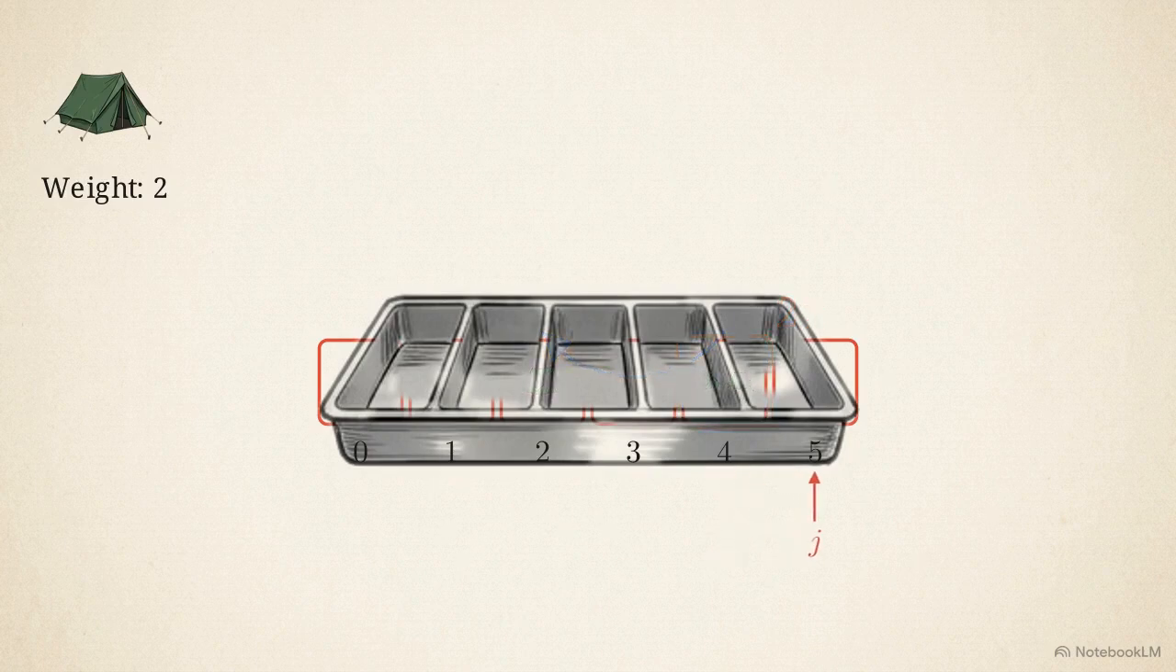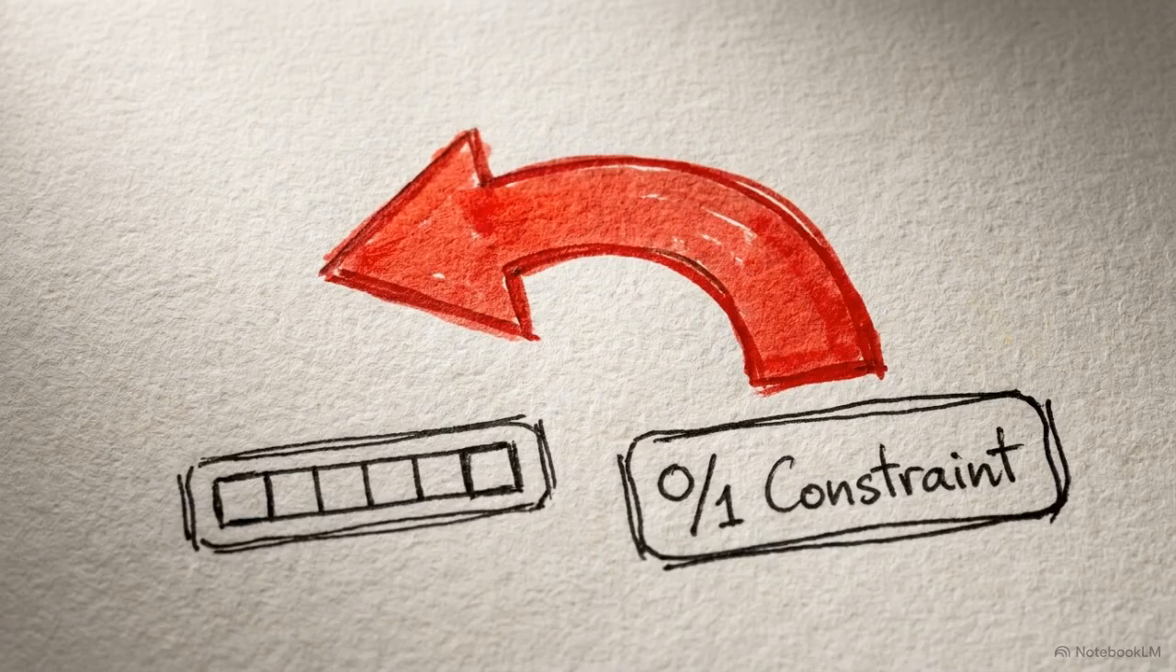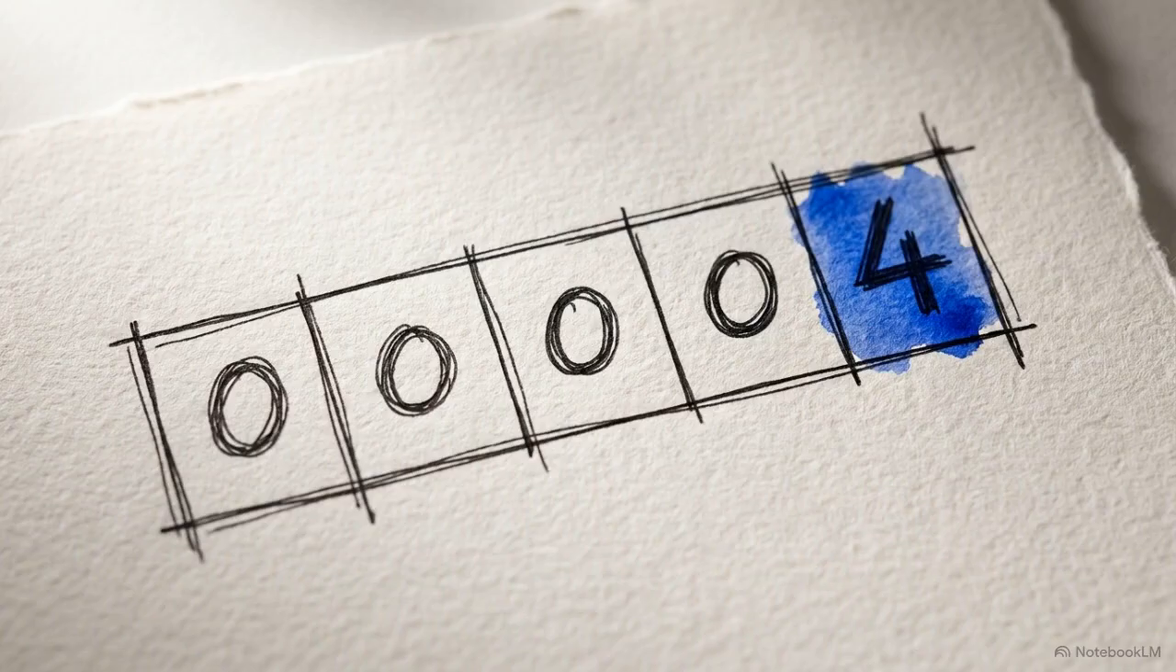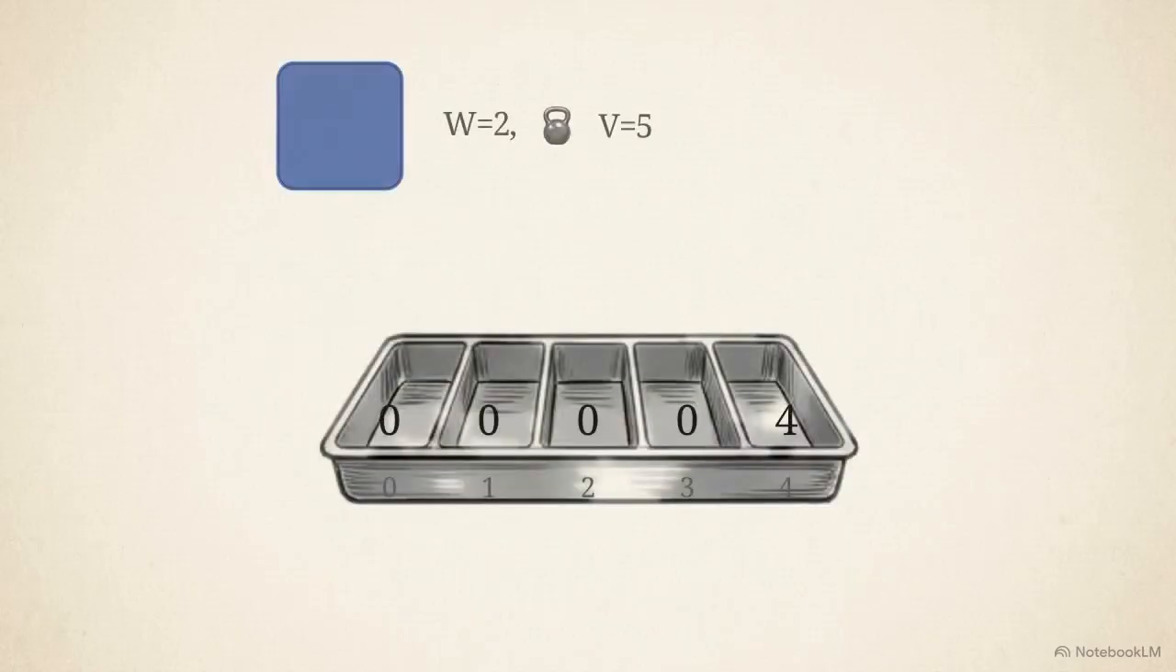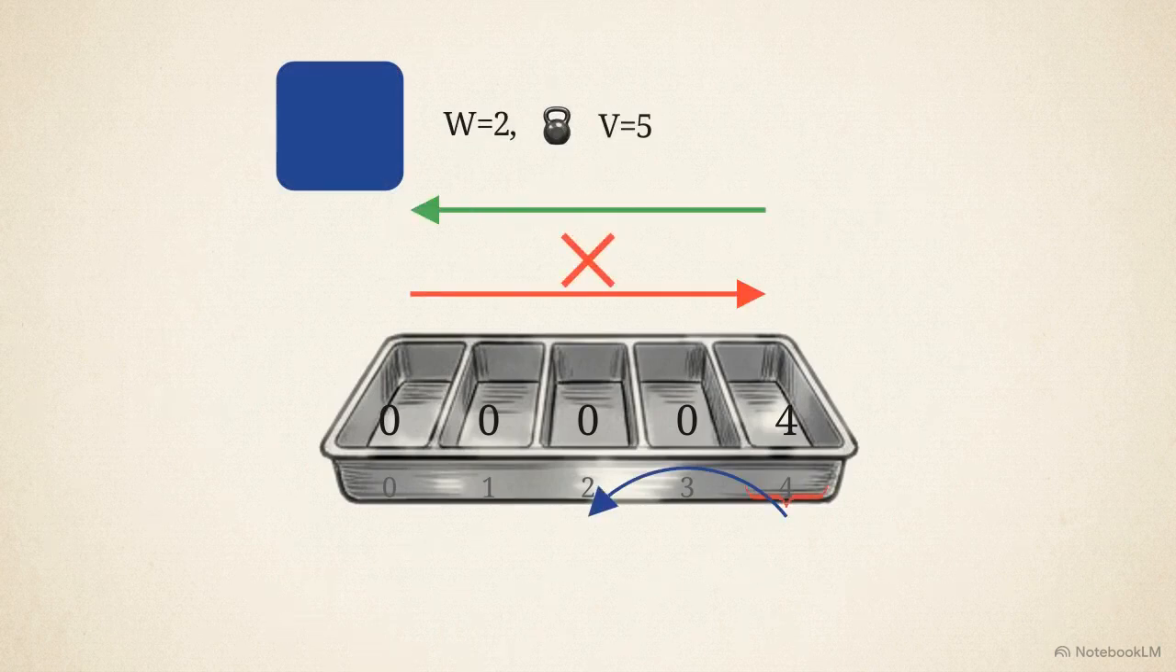To fix this, we traverse the array in reverse. By moving from right to left, the pointer references data from the previous state that hasn't been changed yet. Reversing the loop direction is the mechanic that allows for space optimization while maintaining the 0-1 constraint. To visualize how this works, imagine an array filled with zeros and a 4. If you use a new item with a weight of 2 and a value of 5, you can see how calculating from right to left preserves original values until they are no longer needed.